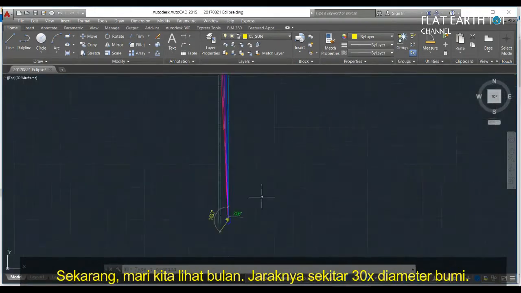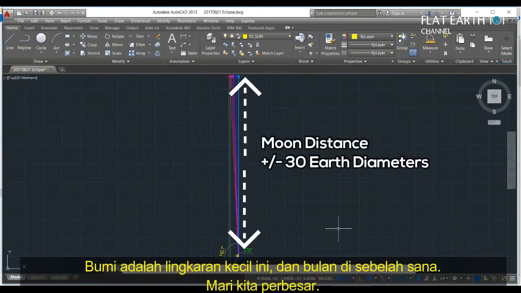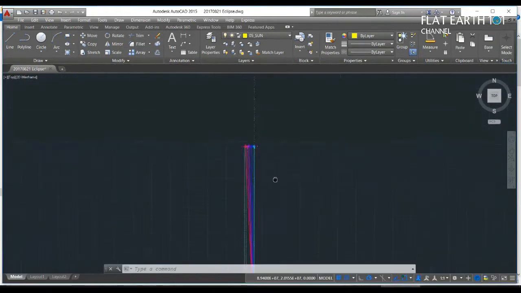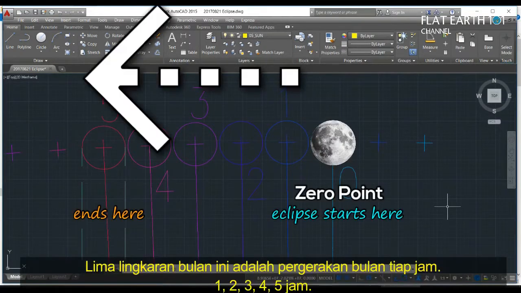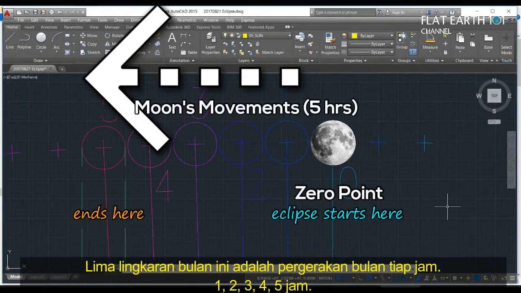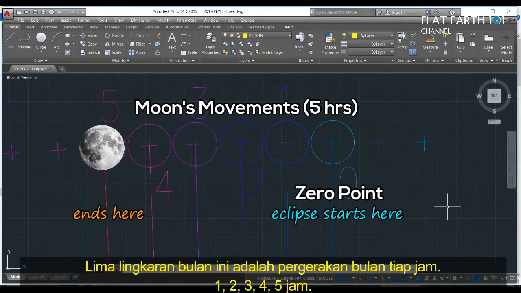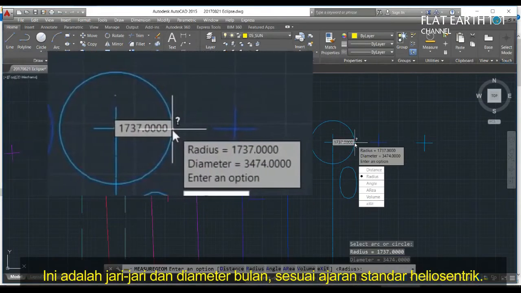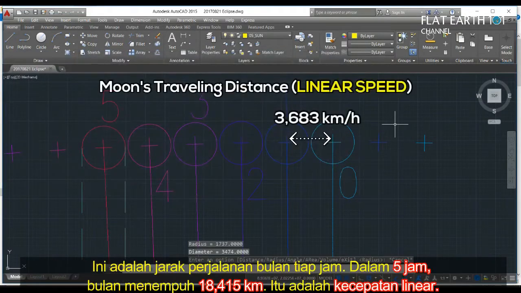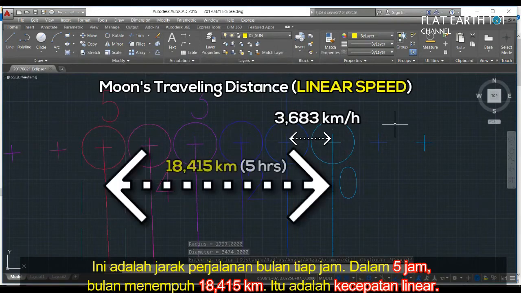It's 30 Earth diameters away. The Earth is a small circle over here and the Moon is over there. Let's zoom in. This is the Moon at 0 point when the first second of partial eclipse started. These 5 moons represent its movements every hour, 1, 2, 3, 4, 5 hours. This is the Moon's radius and diameter according to standard heliocentric. This is the Moon's traveling distance every hour. Within 5 hours, it travels 18,415 kilometers.